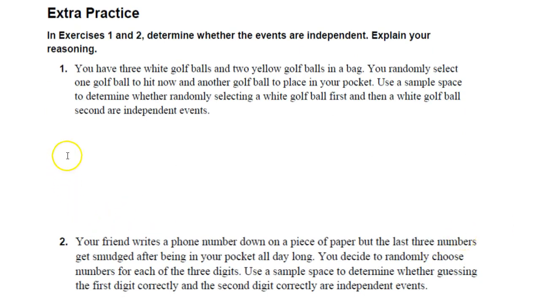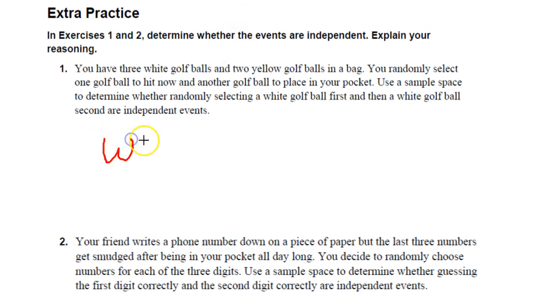Okay, let's do a little bit of practice determining whether events are independent or not. So in our first example, you have 3 white golf balls and 2 yellow golf balls in a bag. You randomly select one to hit now, and then you place another one in your pocket. So you pick one to hit, and then you pick one to put in your pocket. And this says use a sample space to determine whether randomly selecting a white golf ball first and then a white golf ball second are independent events. So we want to think about what we have.